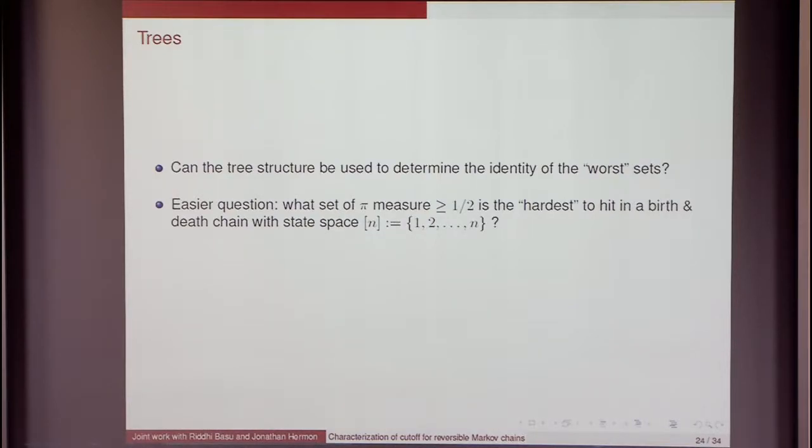So let's maybe start with the birth and death chain. What's the hardest set to hit? It's very easy. The hardest starting point is one of the endpoints, either the left or the right. I have to test both of these. Say if I start from the left, then the hardest set is just this. So I just take enough where this is large enough to capture half of the stationary measure. So really, in the birth and death case, I just have two candidates to check. Either I start from the left and it's the right half interval, or I start from the right and it's the left half interval, and one of these is the worst. Pretty easy to show.